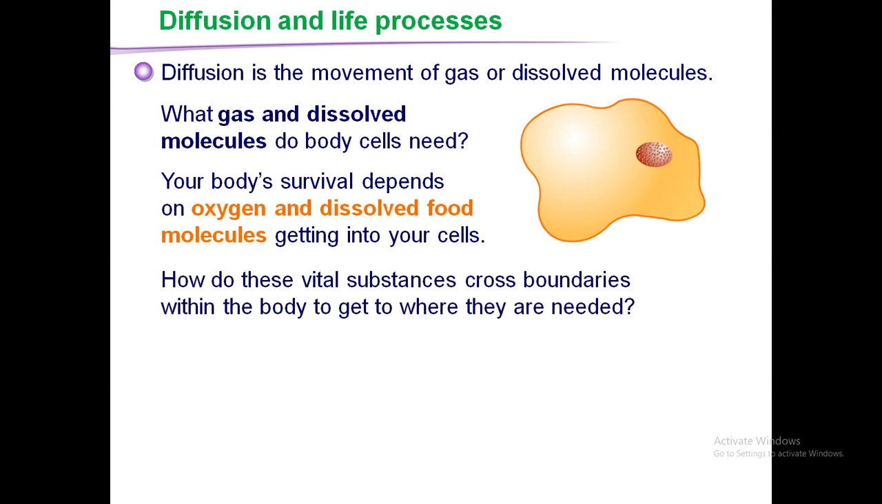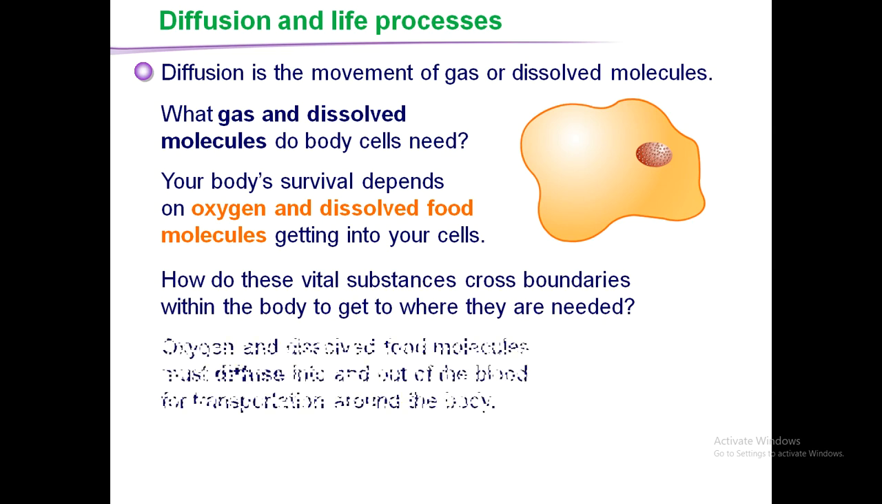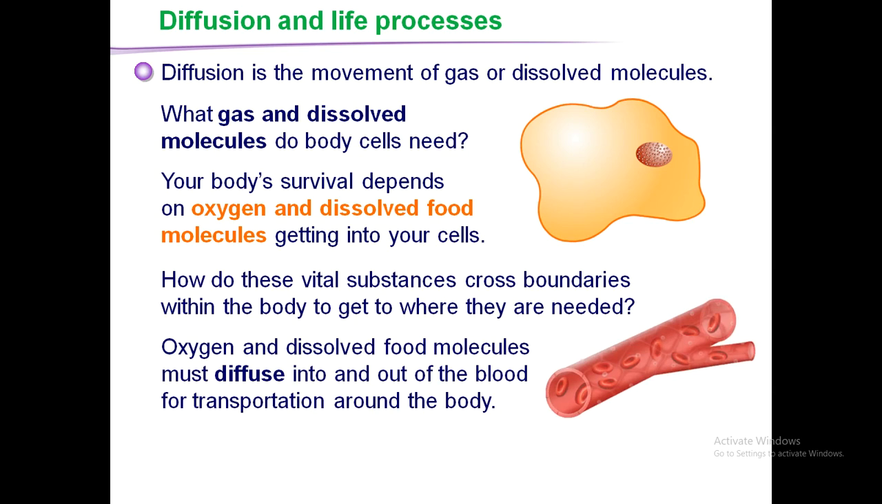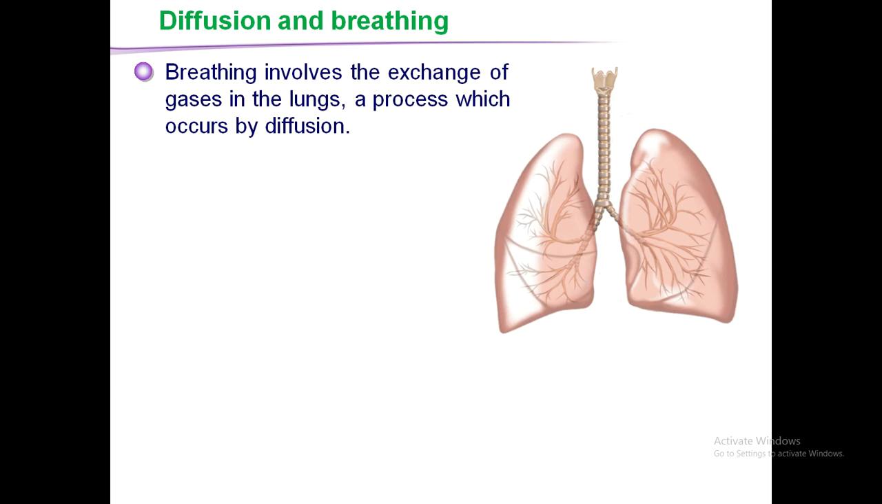How do these vital substances cross boundaries within the body to get to where they are needed? Okay, oxygen and dissolved food molecules must diffuse into and out of the blood for transportation around the body. Where does diffusion take place within the body? There are specific organs where diffusion occurs inside our body, for example our lungs. So, diffusion and breathing. Breathing involves the exchange of gases in the lungs, a process which occurs by diffusion.